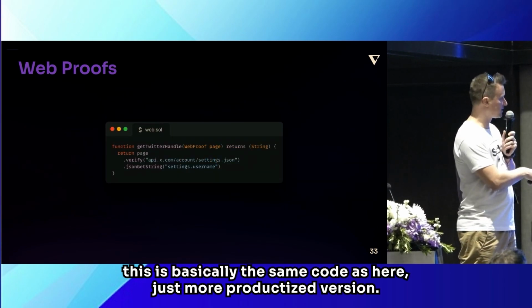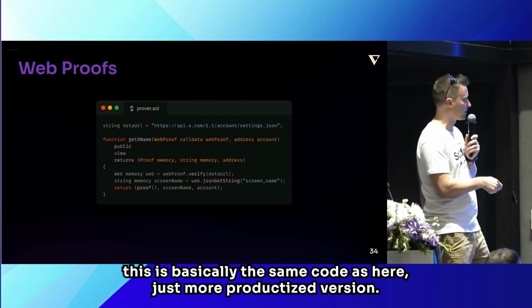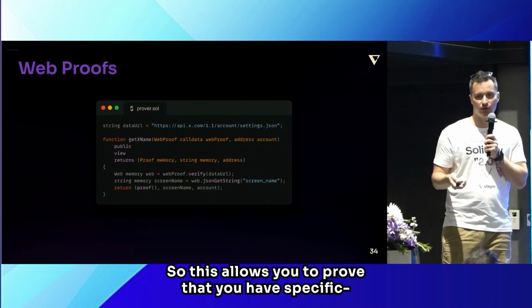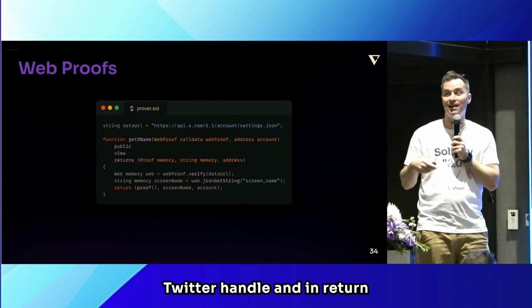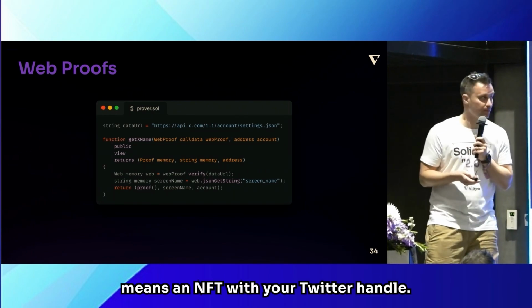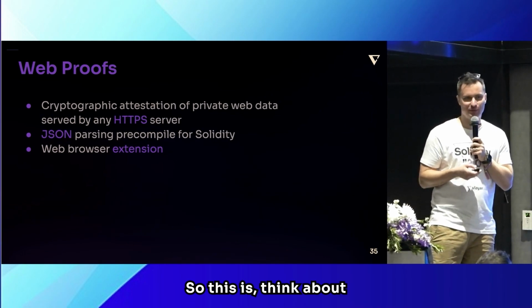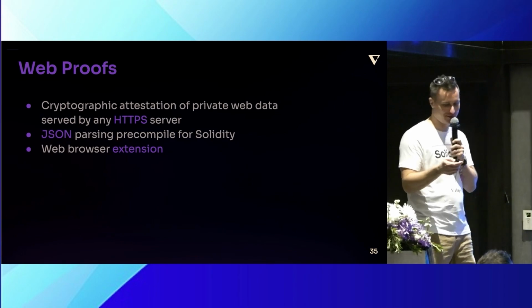This is basically the same code as here, just a productized version. So this allows you to prove that you have a specific Twitter handle, and in return, mint an NFT with your Twitter handle, right? Think about how much disruption can be done only on an NFT market with that.